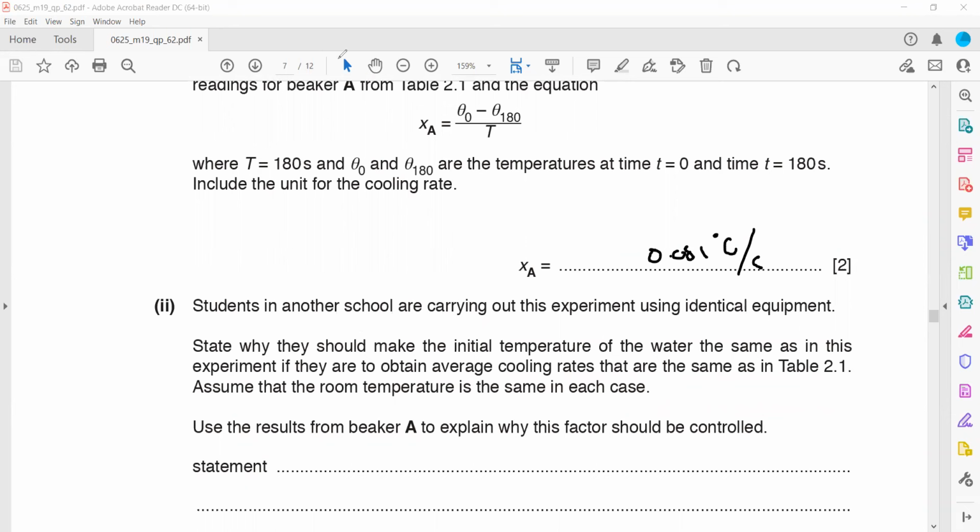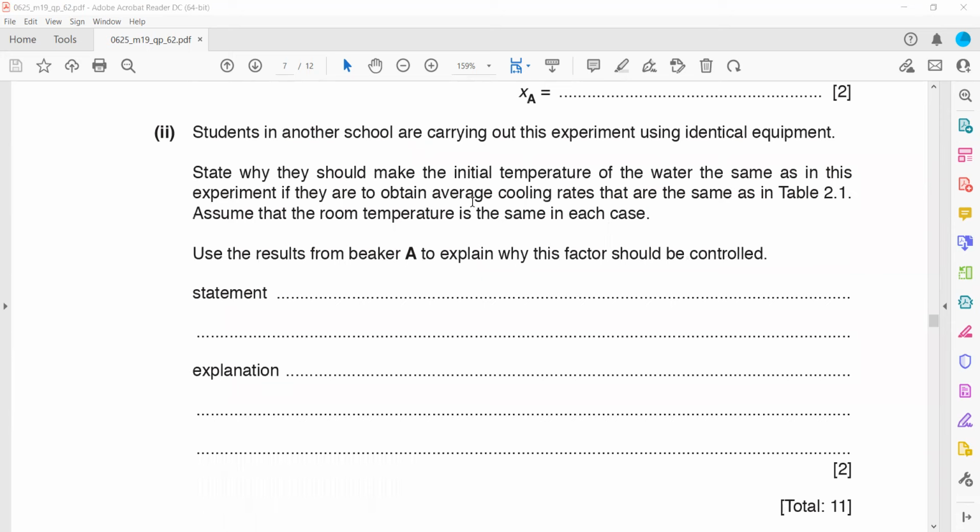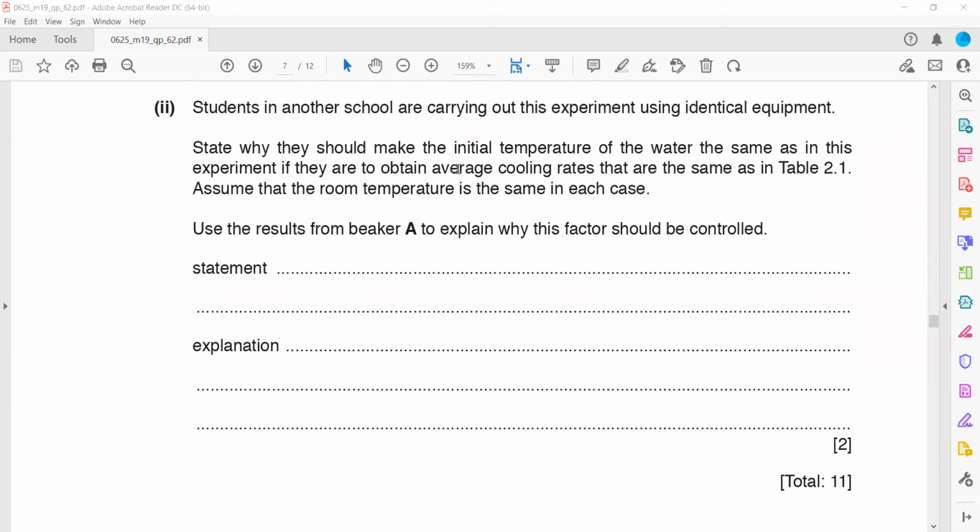A student in another school is carrying out this experiment using identical apparatus. So another school's students are performing the same experiment. State why they should make the initial temperature of the water the same as this experiment if they are to obtain an average cooling rate. Assume that the room temperature is the same in each case. Use the result of beaker A to explain why this factor should be controlled.